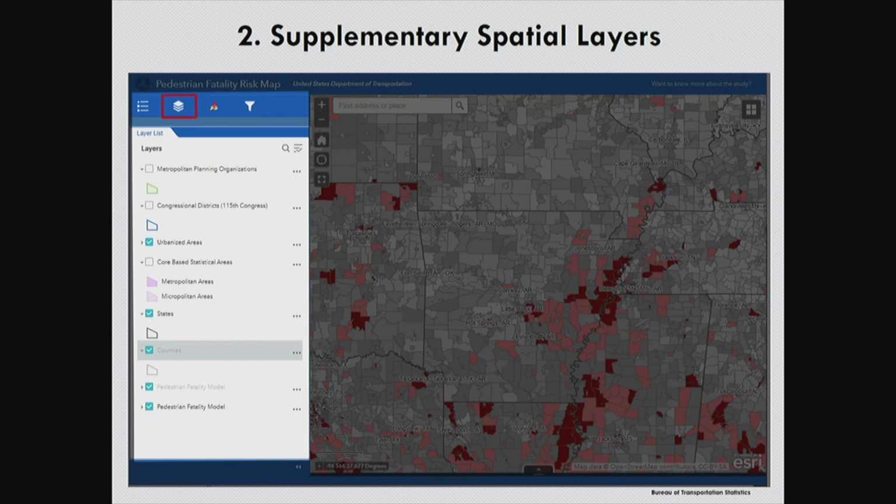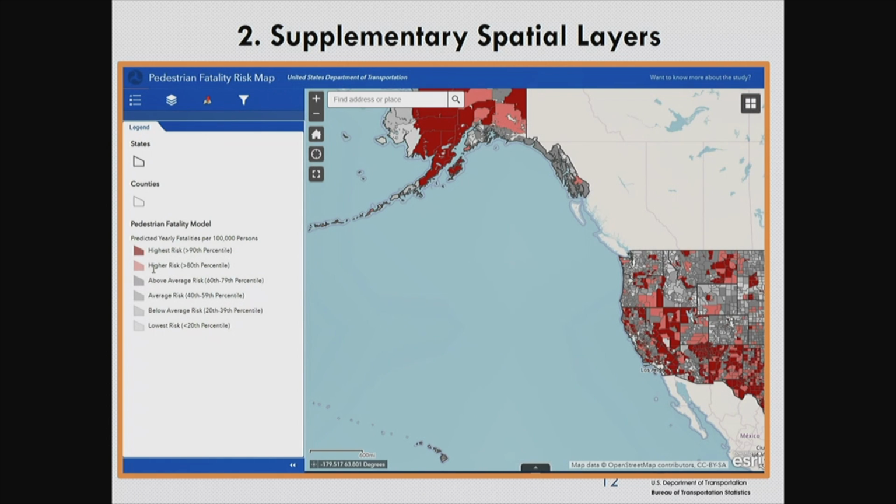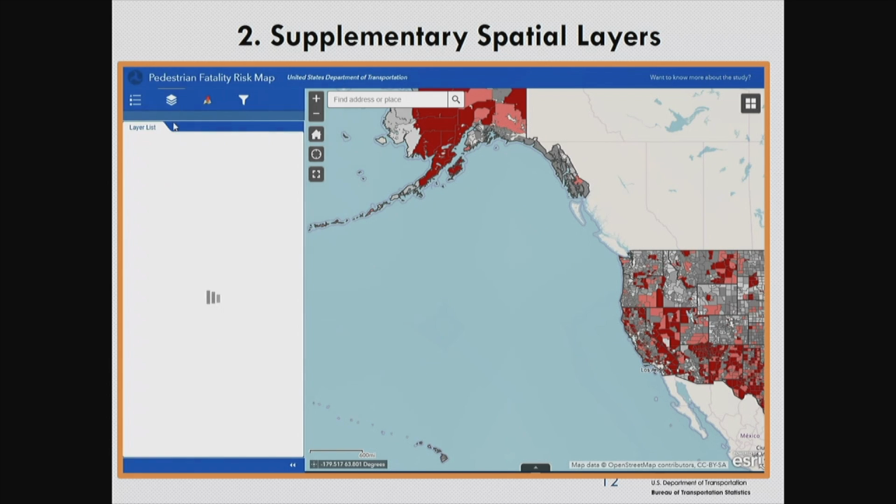So one of the first and most important elements were these supplementary spatial layers, and these are geographic units that we believe to be important to potential users of this tool. And so those can be seen by opening up the Legend tab on the side of the app. This is where those are shown. When you're zoomed into a level where those layers are visible, they appear there on the left.